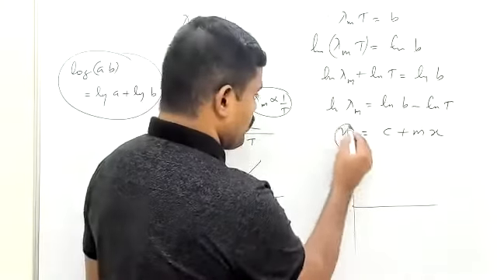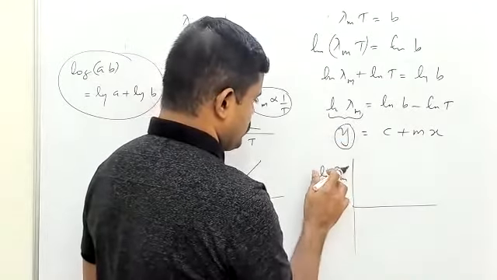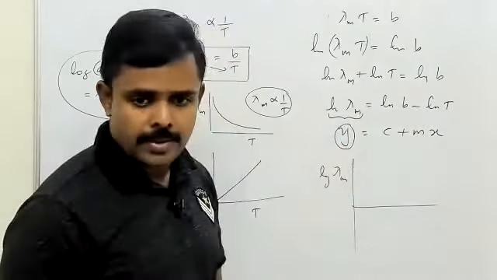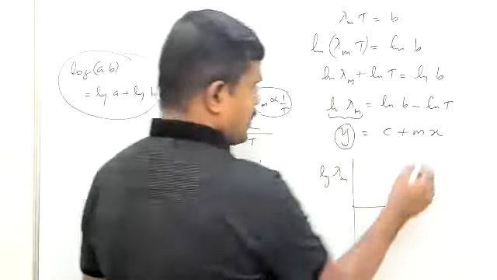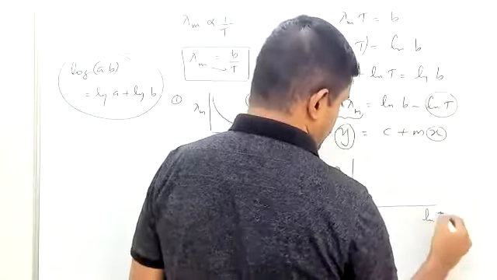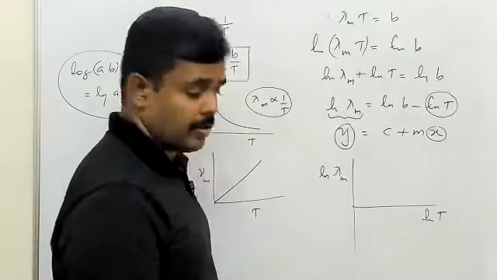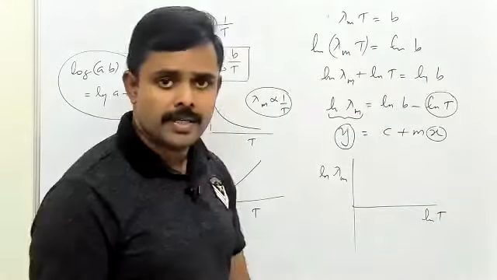Look at this. In place of y, what do we have? Log lambda m. So on y-axis, you should plot log lambda m. On x-axis, in place of x, you have ln t. ln t should be taken on x-axis.